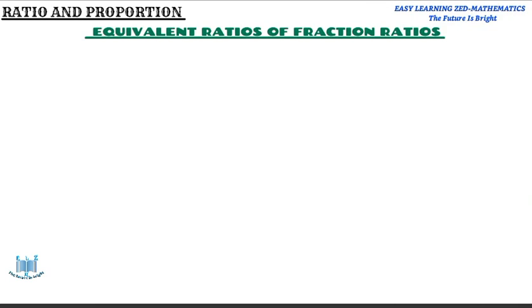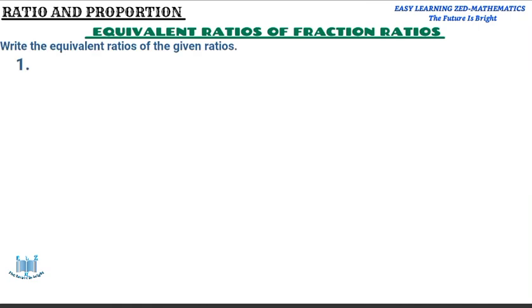Welcome to today's video. In this video, I'm going to continue looking at ratio and proportion. So in today's video, I'm going to look at equivalent ratios of fraction ratios. We are going to find equivalent ratios of given ratios which are fractions. Watch this video up to the end, as I'm going to show you how you can find equivalent ratios of the given ratios when the ratios given are fractions. Okay, let's get into solving the given problem.